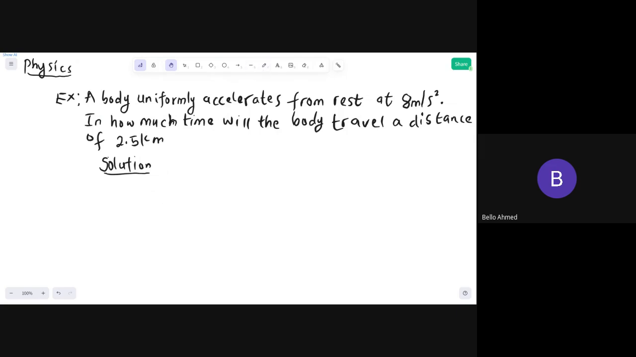Now, what I will always say is that please try as much as possible to commit the equations of motion to your brain. It is very important. If you complain that you don't know how to solve problems on equations of motion, it's because you don't know the equations of motion offhand. When you know them, you discover that other things will be very simple.